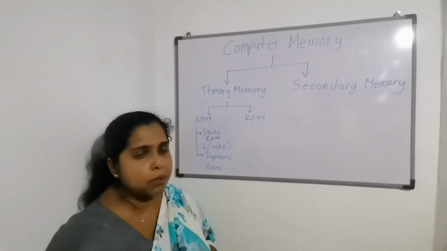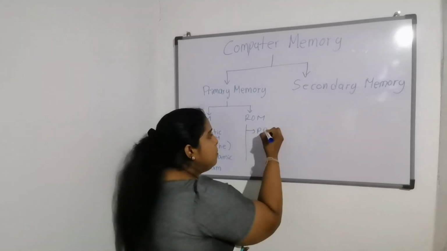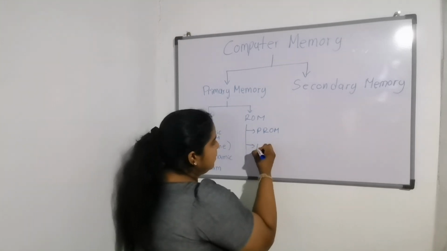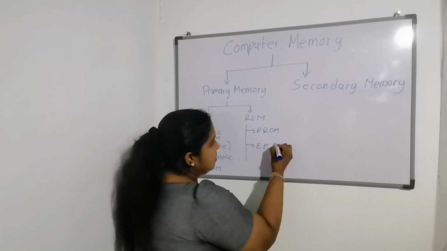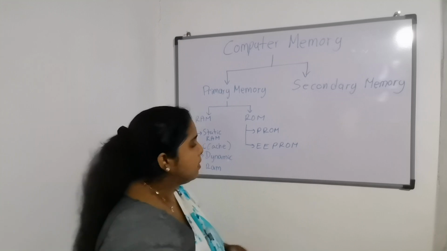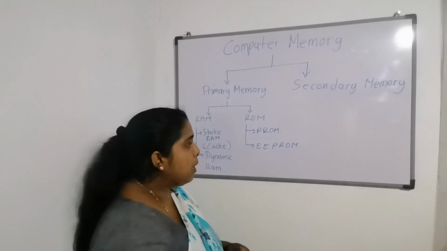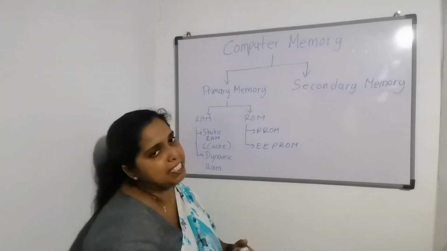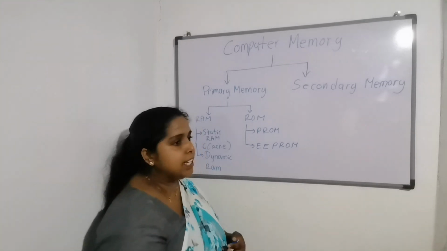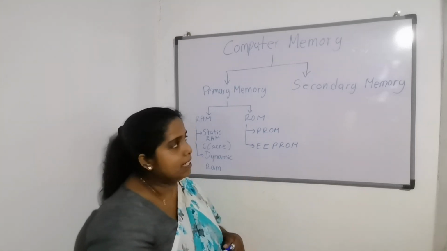When we consider ROM, it also has several types. Programmable ROM, electrically erasable programmable ROM. Like that, there are different types available. Here I have mentioned two major types that we are using. Programmable ROM can change what it's storing, and electrically erasable programmable ROM, using an electric beam we can reprogram this ROM. There are a lot of types available.